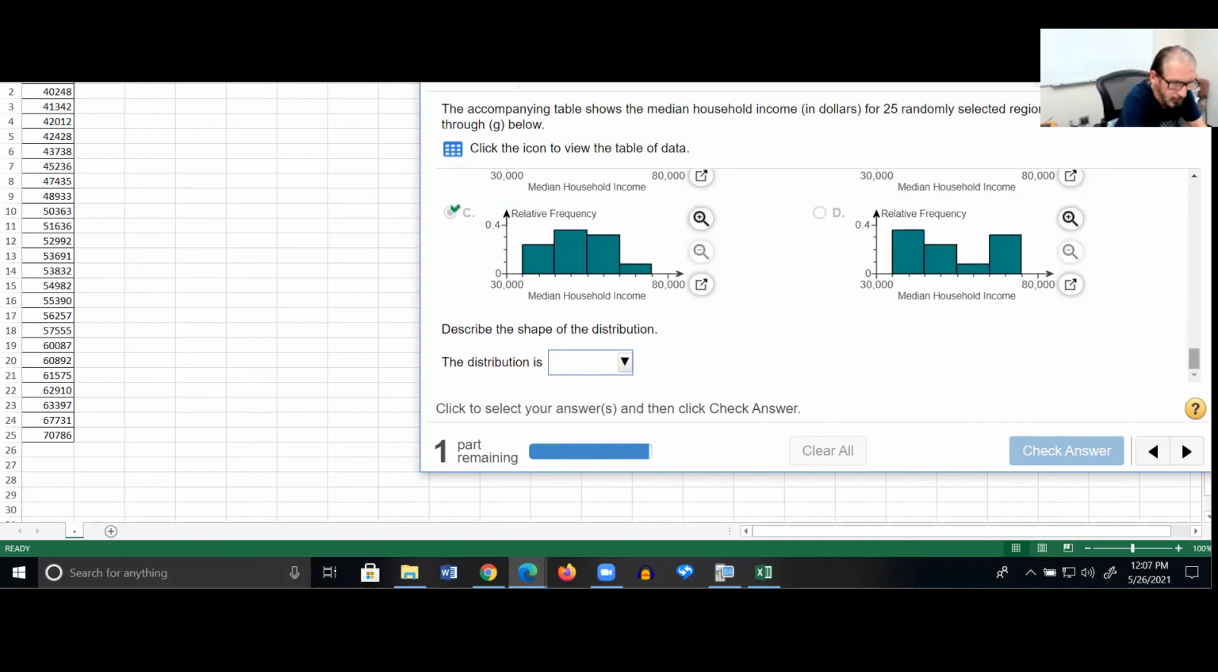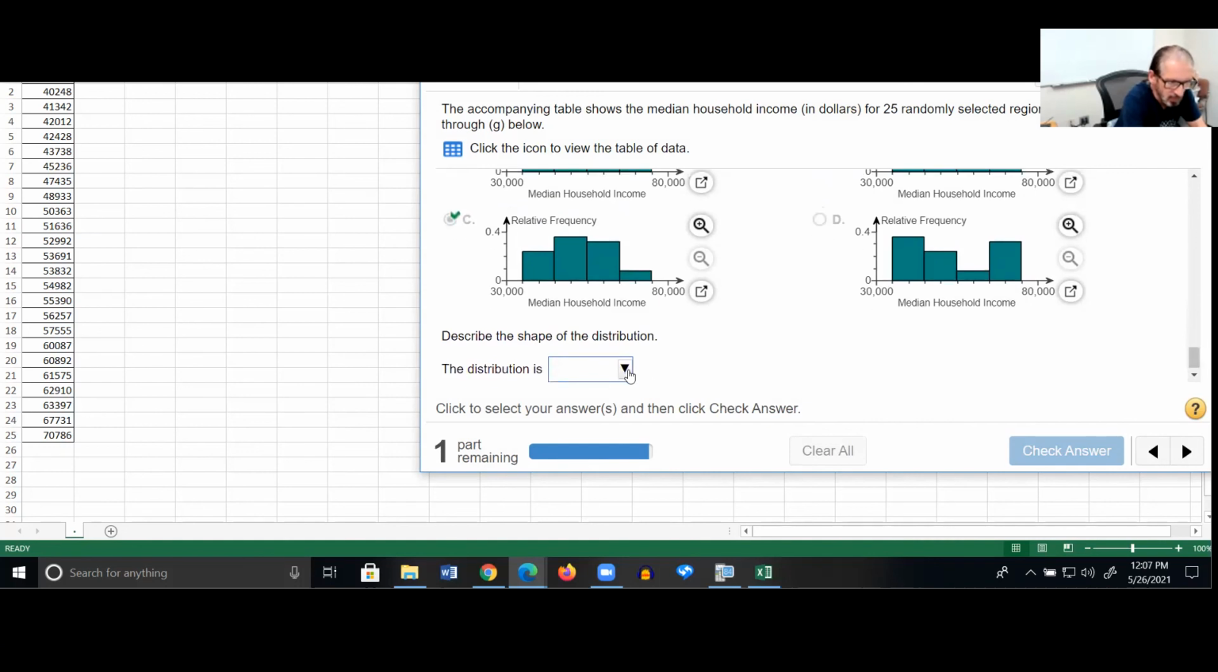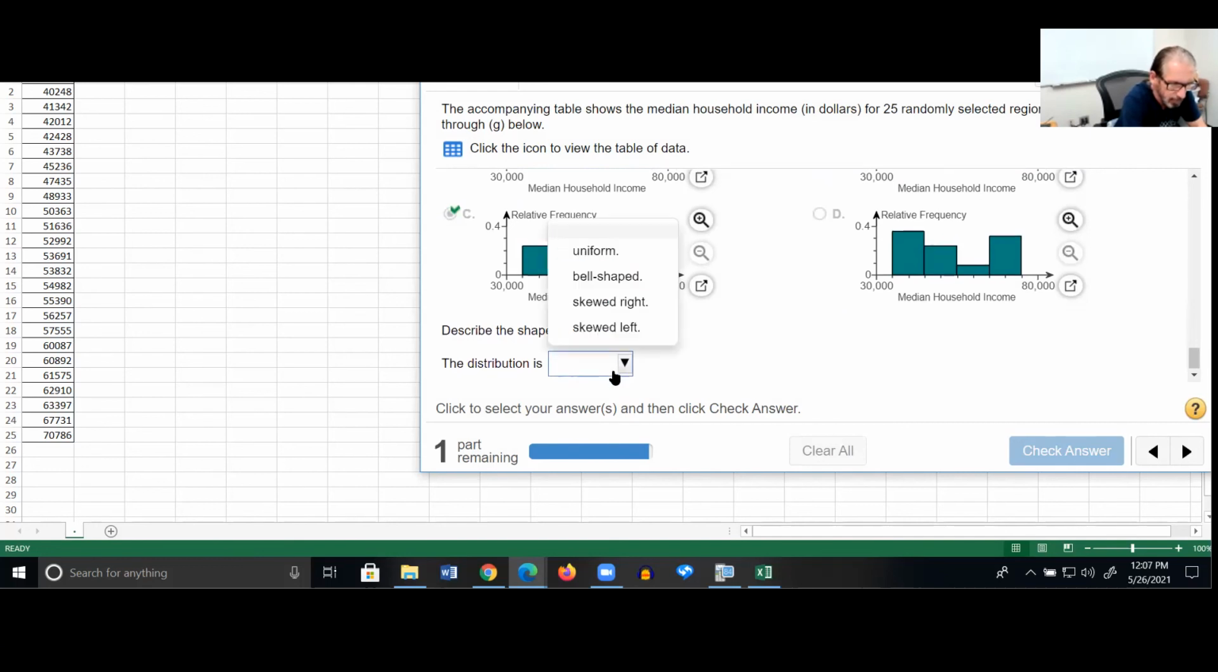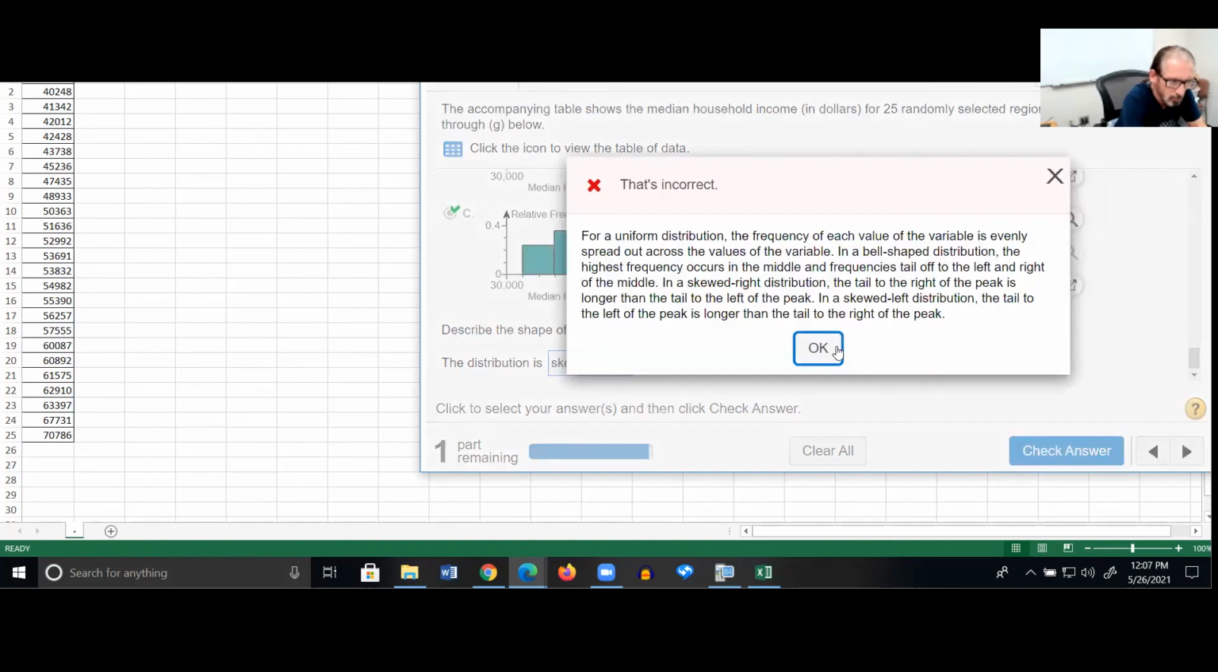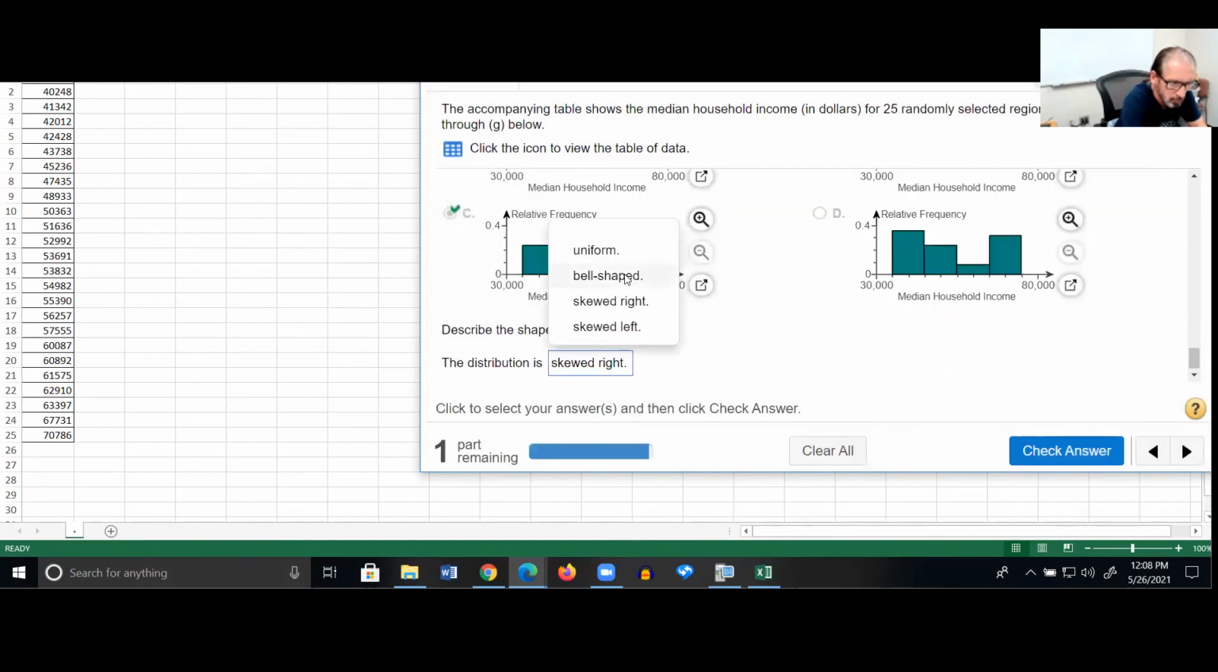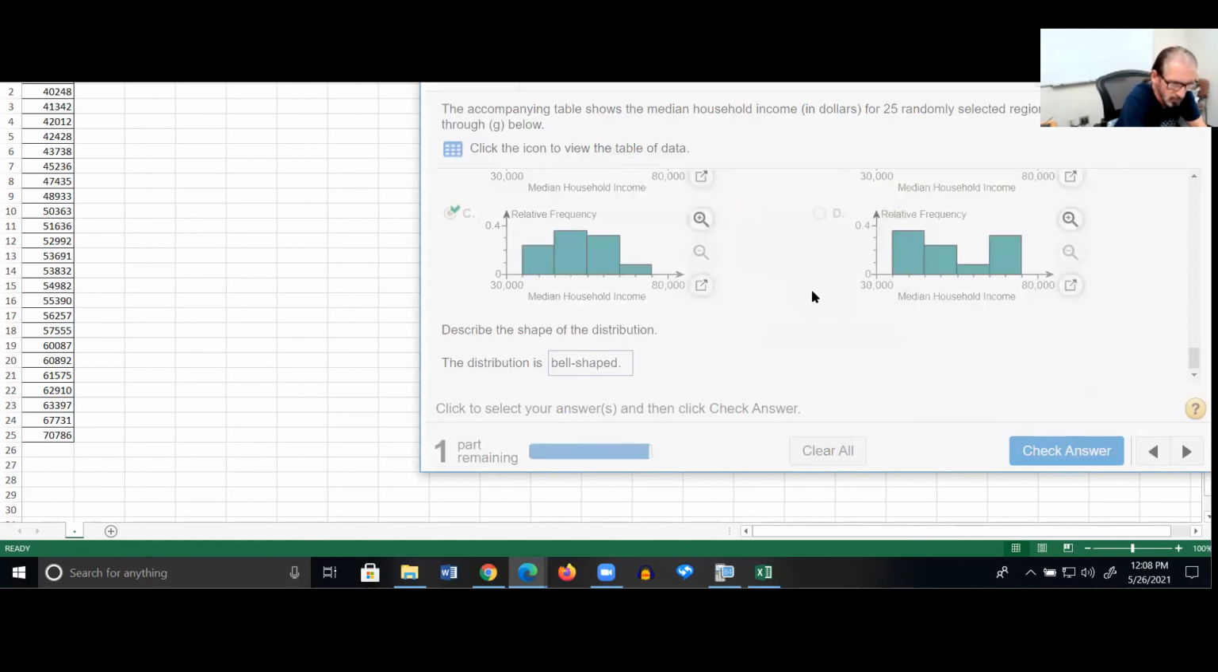Now the shape of that, they may still want us to say bell-shaped. I would think that we have more on the left and so skewed right, but I doubt they're going to agree with me. In a bell-shaped distribution, the highest frequency occurs in the middle and frequencies tail off to the left and to the right of the middle. And that is happening. It's just that it's not happening as much on the left as it is on the right. But they wanted bell shapes.